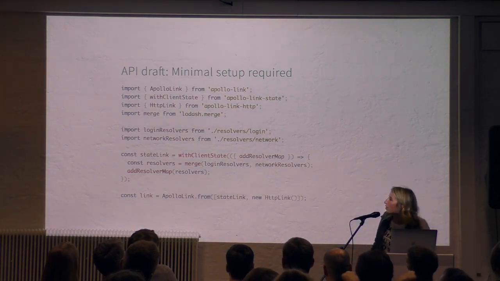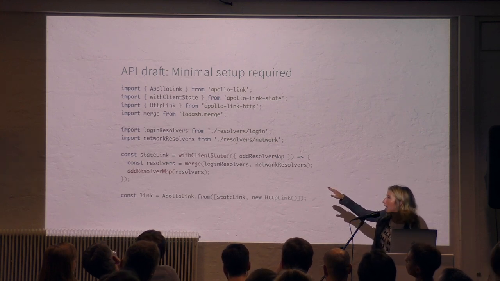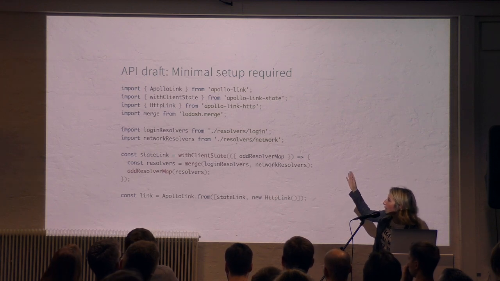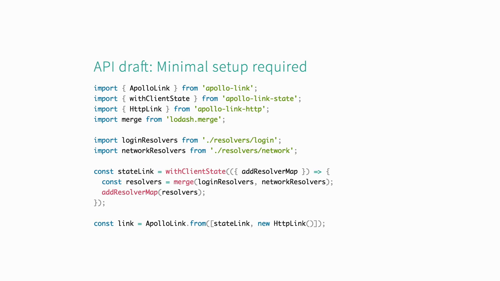So this is very similar to the examples that we saw earlier. We have this with client state link function, and it takes a resolver map. And then in other files, you're going to specify this resolver map. And I really see us splitting these out in terms of features. If you're familiar with the Redux duck pattern, I see splitting them out by feature is probably the best way to do this. And then you can merge them together into this larger resolver map.